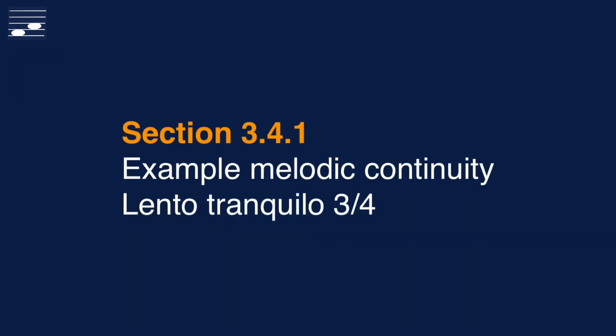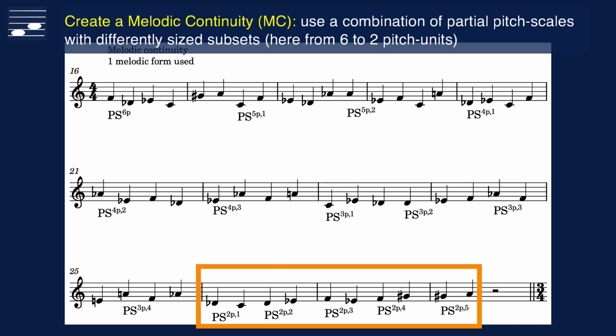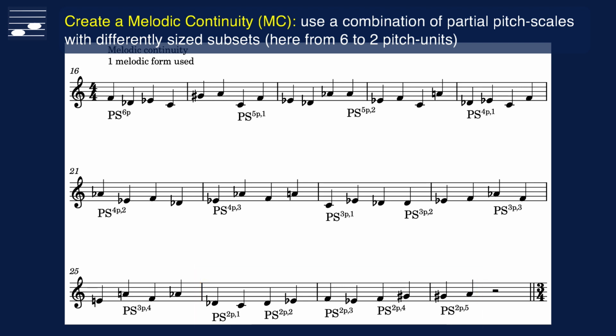Hopefully you're still curious for another application example, especially when using scales with very small pitch numbers. Well, here's the melodic continuity, based on a sequence of all possible partial scales with differently sized subsets, each using a single melodic form. Note what I did for the 2-unit scales at the end, where we only have 2 possible melodic forms, reversing the pitch order.